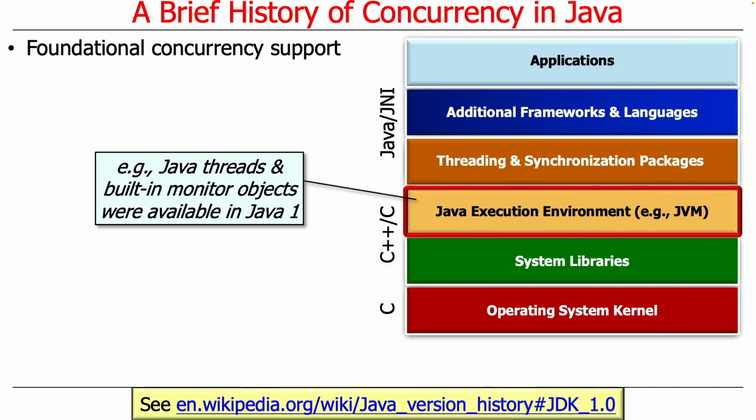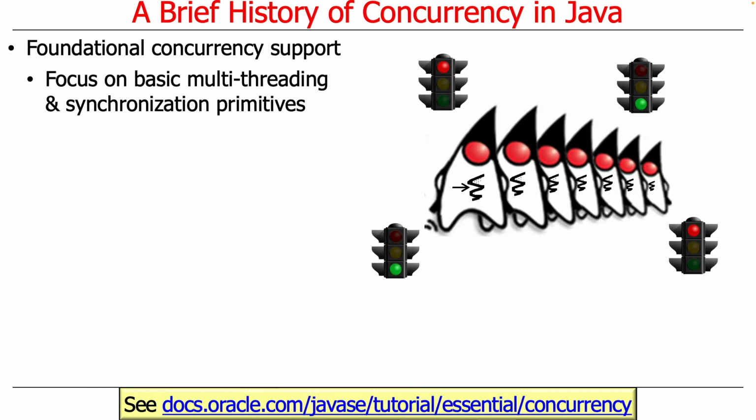So back in the mid-90s, there was a programming language released by Sun Microsystems called Java. It was based on something called Oak, which preceded it by a few years. And the very first version that hit the streets back in 95, Java 1.0, supported Java threads and a so-called built-in monitor object. So what are these things?